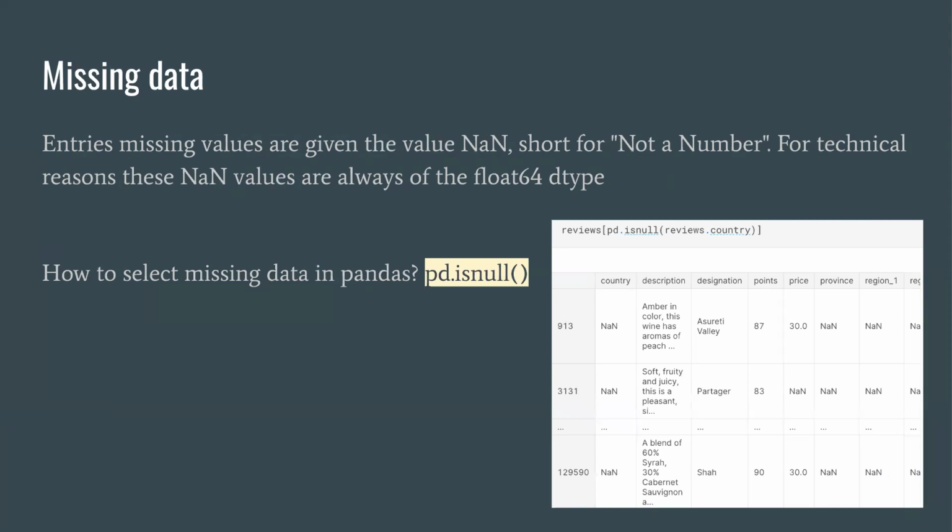When you deal with data, specifically data that is coming from users, you will often see a lot of missing values. And pandas provides some methods specific to missing data. So when you're given the value NaN, which is short for not a number, you can use the pd.isnull method to select the null entries.